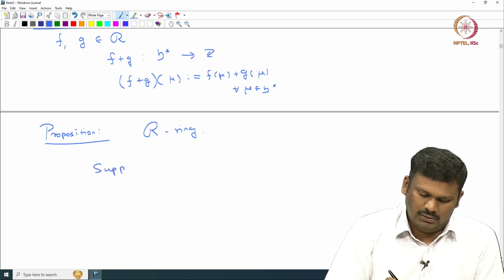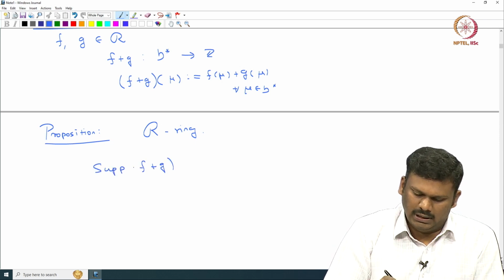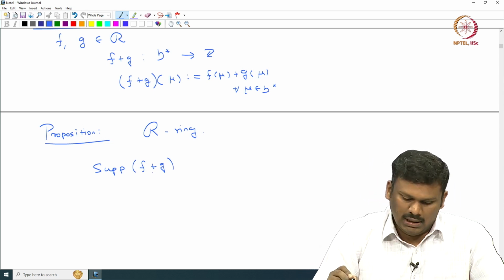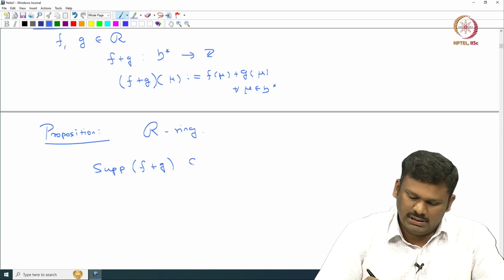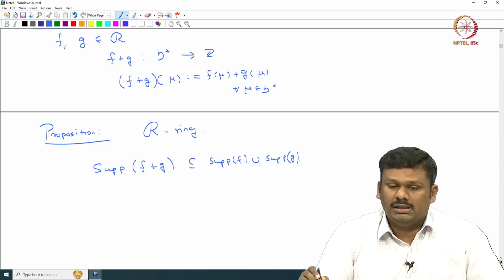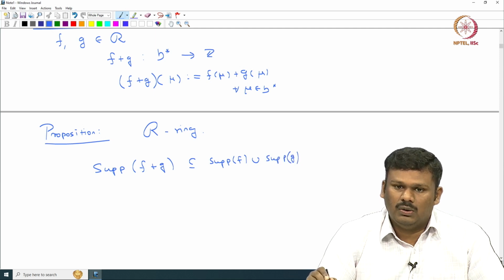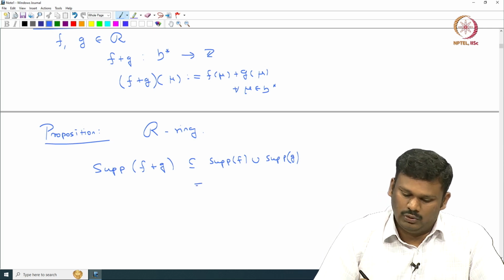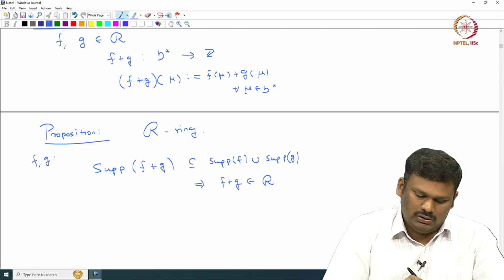I will just write down the relation. If you take f and g and look at f plus g, then it is easy to see that the support of f plus g is contained in the support of f union the support of g. Since the support of f is contained in finitely many cones and the support of g is also contained in finitely many cones, that implies the support of f plus g is contained in finitely many cones. So f plus g is again inside R, if you begin with f, g in R.